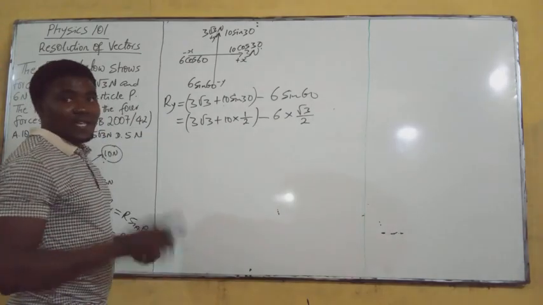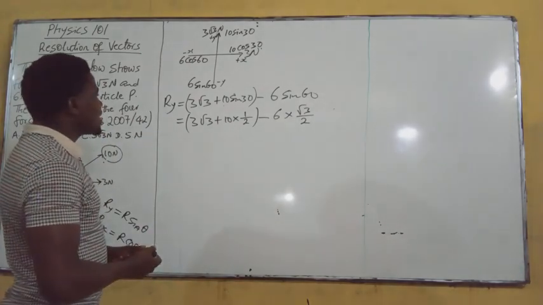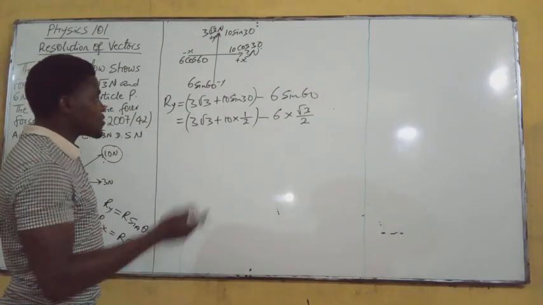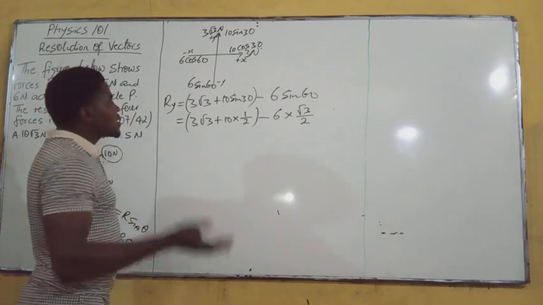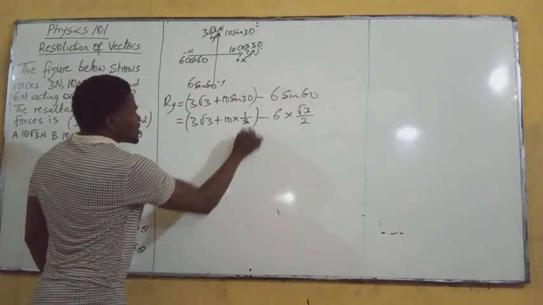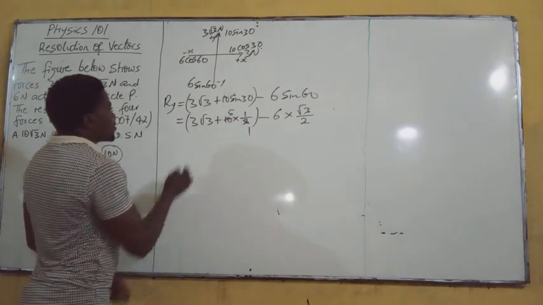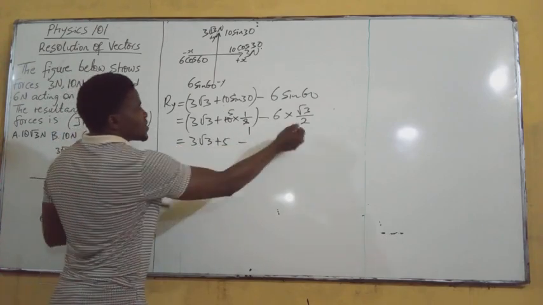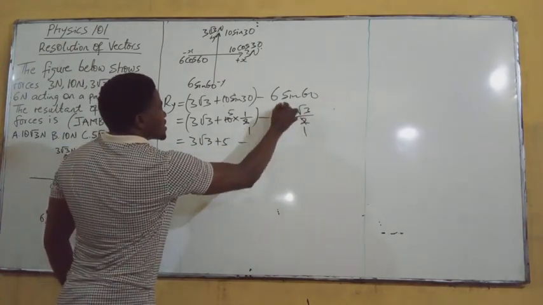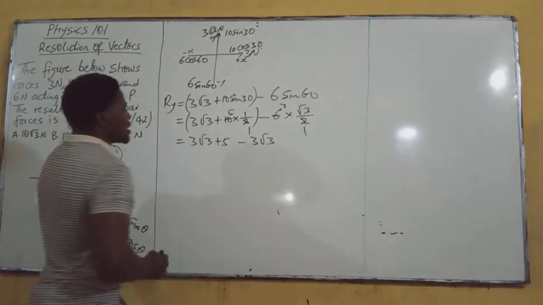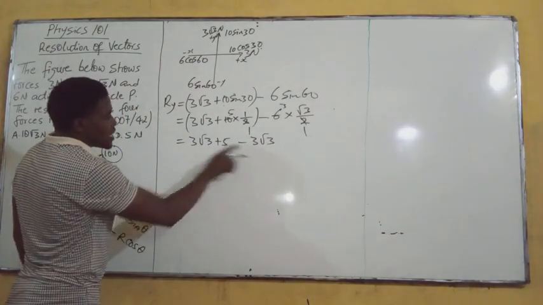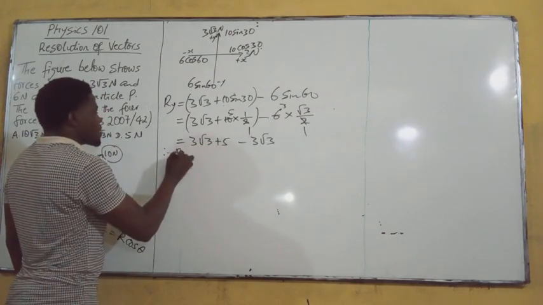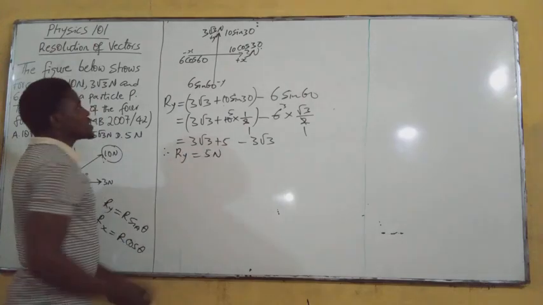Students that are writing JAMB, especially physics and mathematics, are expected to know the trigonometric ratio of special angles like 60, 45, and 30. 2 into itself is 1, into 10 is 5. So here I'm having 3 root 3 plus 5, then minus 2 into itself is 1, into 6 is 3. Here I'm having 3 root 3. Now, 3 root 3 minus 3 root 3 cancels, 0. What I have there is 5. Therefore, my Ry is equal to 5 Newton.